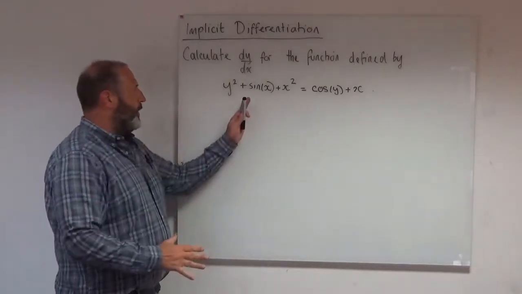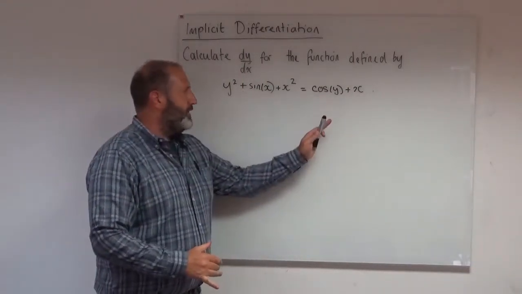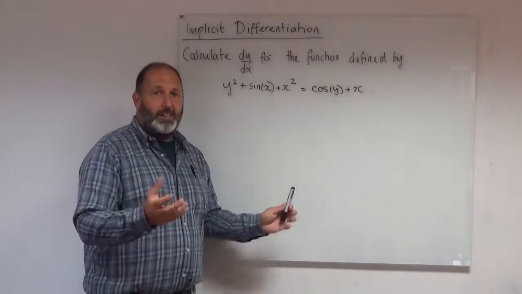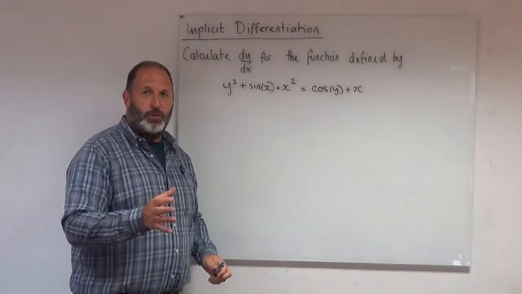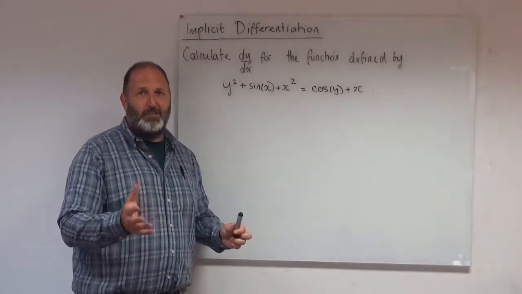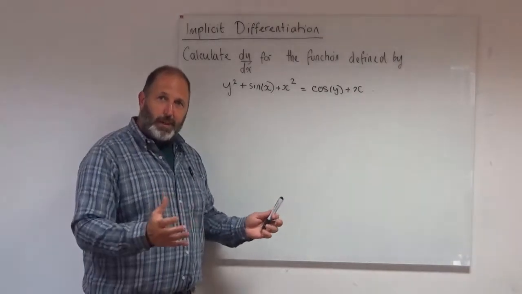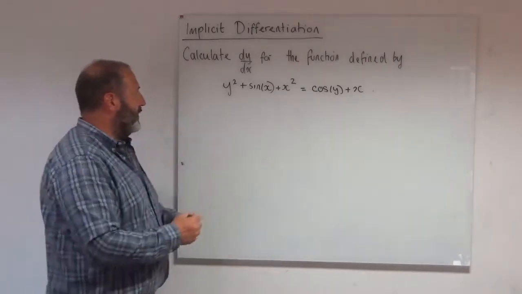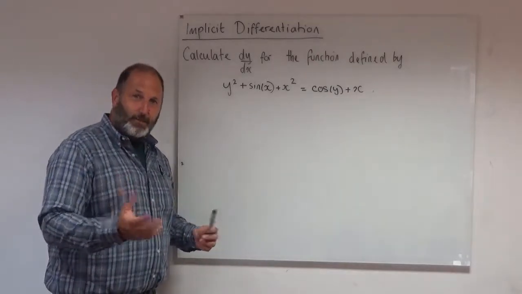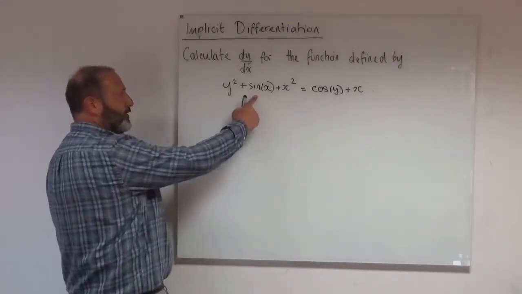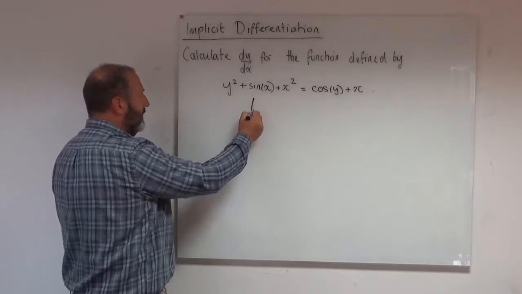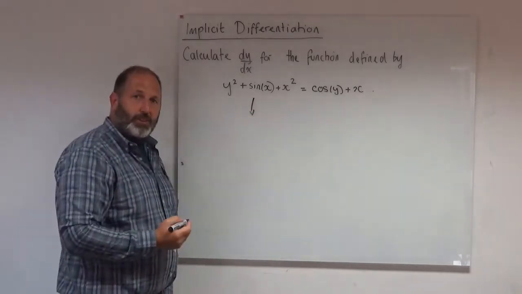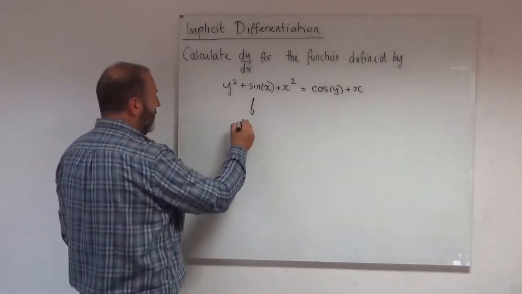So what I want to do is to work through this using implicit differentiation. What we're actually going to be doing is using the chain rule, but I'm not going to go into the details of that. I'm just going to show you how we can make it work. So let's have a look at this, and I'm going to start off doing the easy bits. So here's a function of x, sine x. I know what happens if we differentiate sine x.